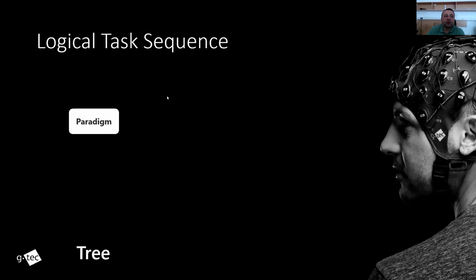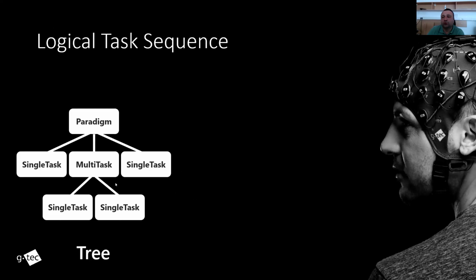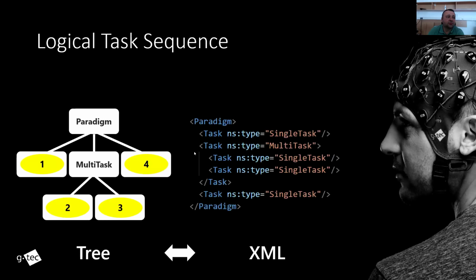So let's say we have a logical task sequence. This is the paradigm. We define a single task, a second single task, or multitasks that contain some other single tasks. Okay, so we can see the numbers. So this is task 1, task 2, 3, and 4, and so on. Basically, all these tasks, all these trees, are coded into an XML file.